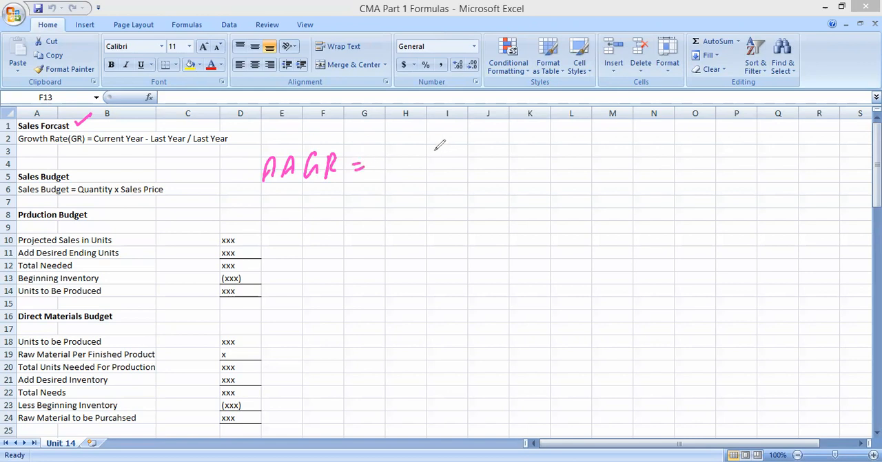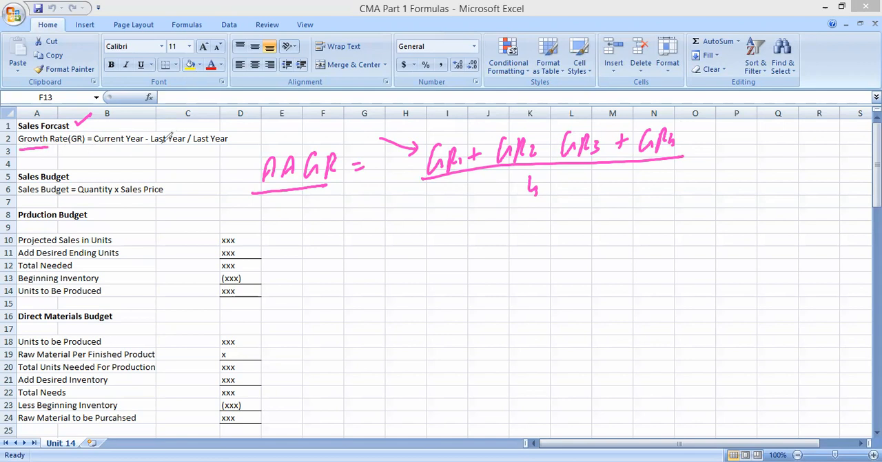So what we do, we add the growth rates for different years. Say GR1 is growth rate 1, GR2, GR3, and so on, for any number of years. Say we will do it for 4 years. So GR4, you add all the growth rates and divide by 4. You will have the average annual growth rate, correct? So this is the reason we have to calculate the growth rate here.